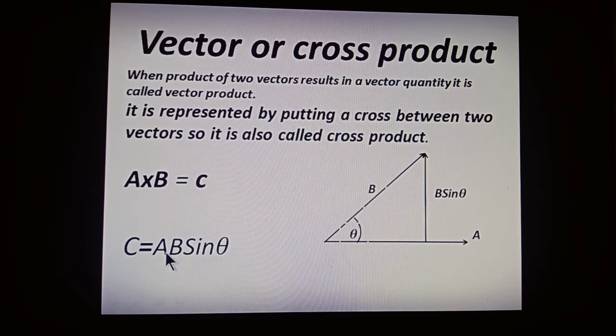A, magnitude of the first, B sine theta, the component of the second vector that is perpendicular to the first vector. Actually, this magnitude is the area of the parallelogram, whose one side is A and the other side is B sine theta. Look at this diagram. A multiplied by B sine theta, base multiplied by this perpendicular side, will give us the area of this parallelogram. So magnitude of C is AB sine theta, and since C is a vector, what will be its direction?